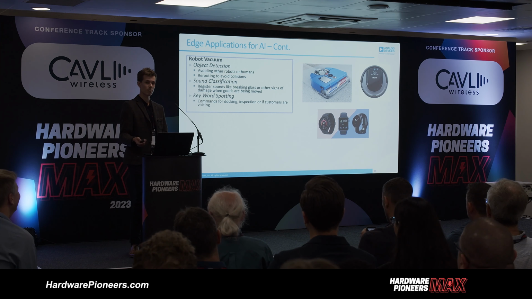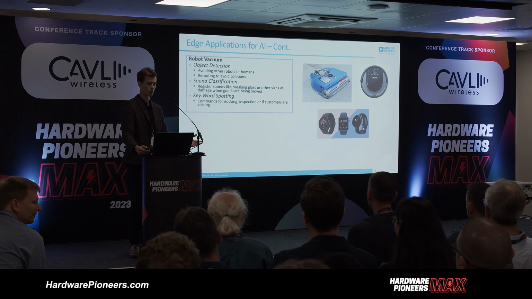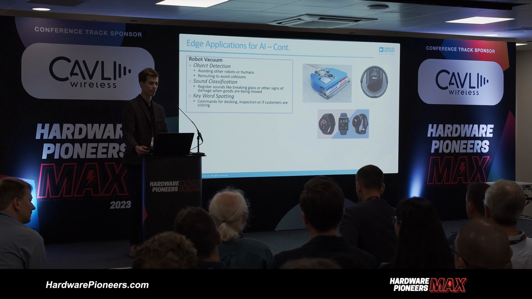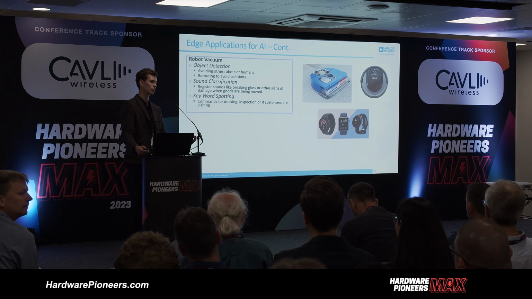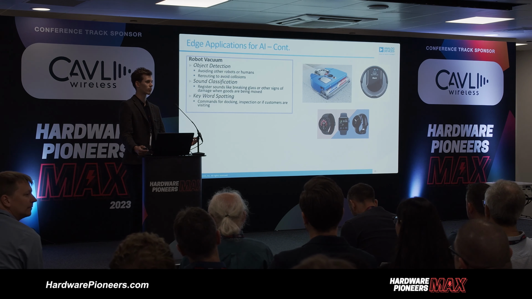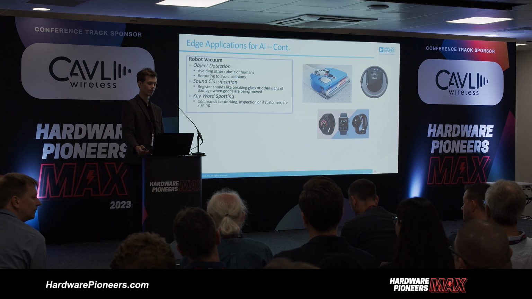Robot vacuums, I'm sure a few of you have them roaming around your homes. If you could use this as a command, if you've got guests over and you could tell it to dock, you can use the keyword spotting. Object detection, whether this is for your home, if you've got children or dogs running around, or in an industrial setting where you've got other robot vehicles operating, you can use that to actively avoid them.